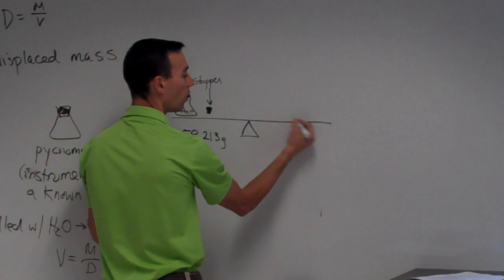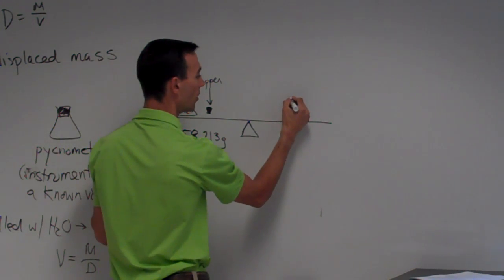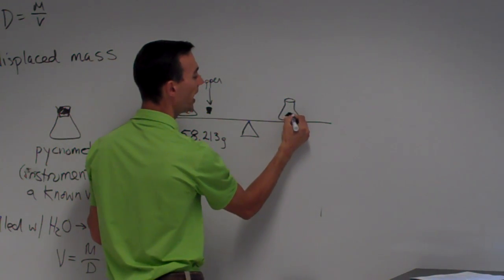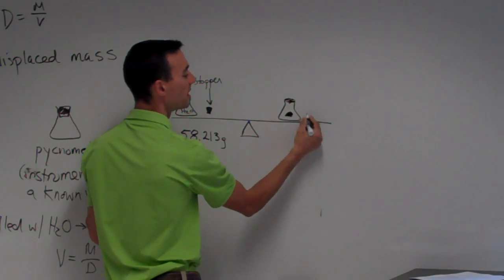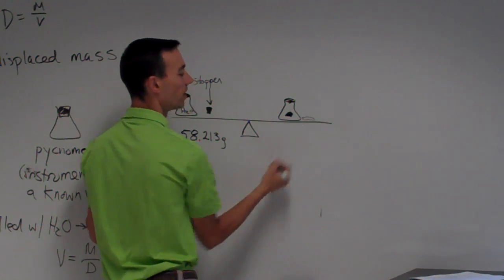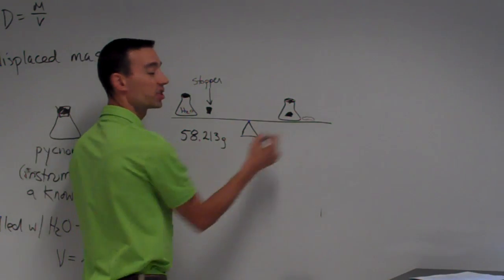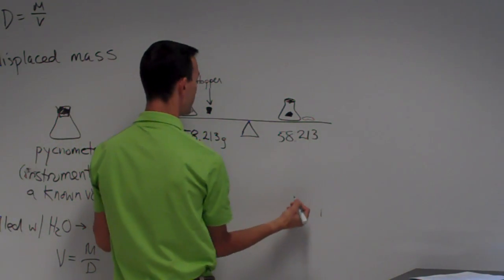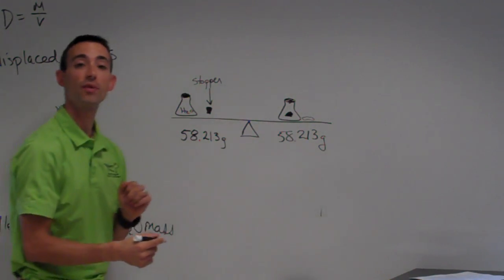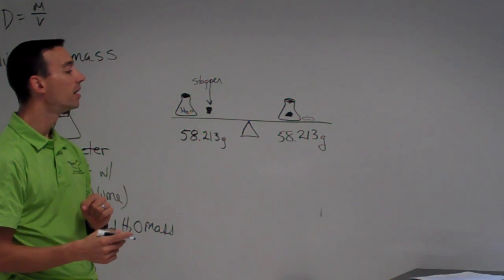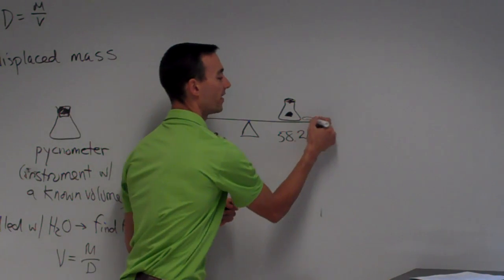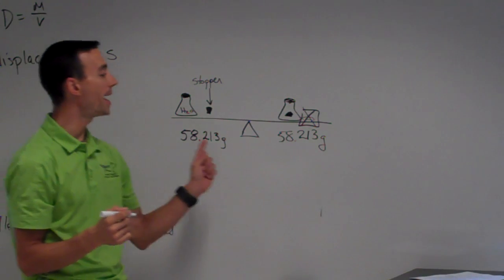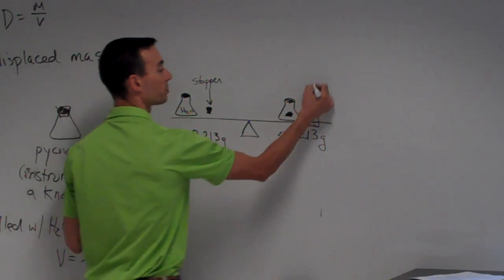If we did that directly on the balance though, there would be no change in our total mass as long as we collected that little bit of water that splashed out. This side here should still be 58.213 grams. But now, because we won't have this little bit of water, we can solve for what mass of water was displaced.